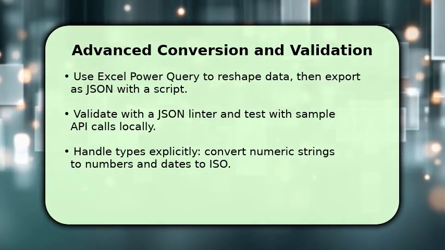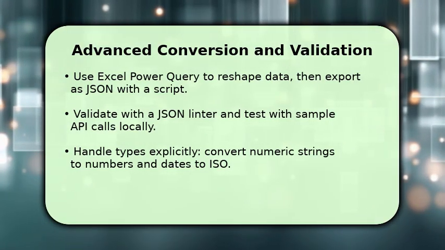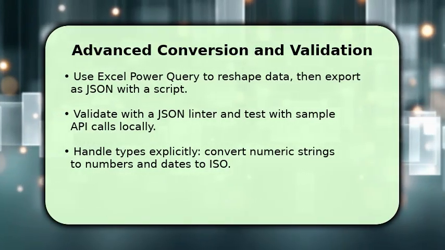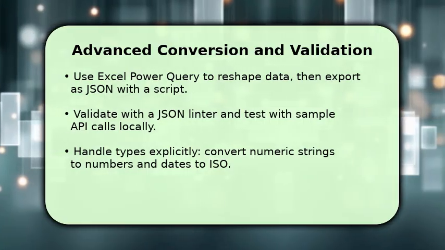Validate output with a JSON linter and test with sample API calls locally. If keys repeat, merge or rename them to avoid collisions in the JSON object. Save the final JSON.